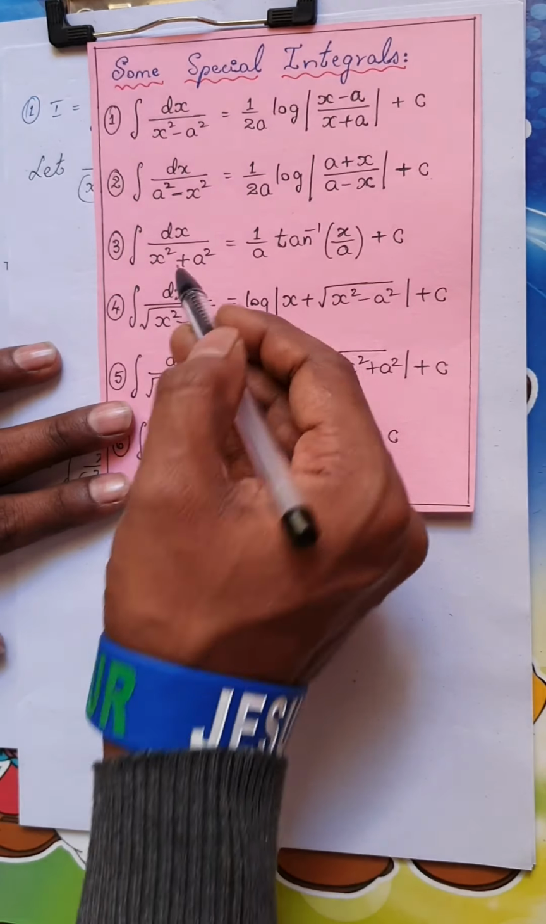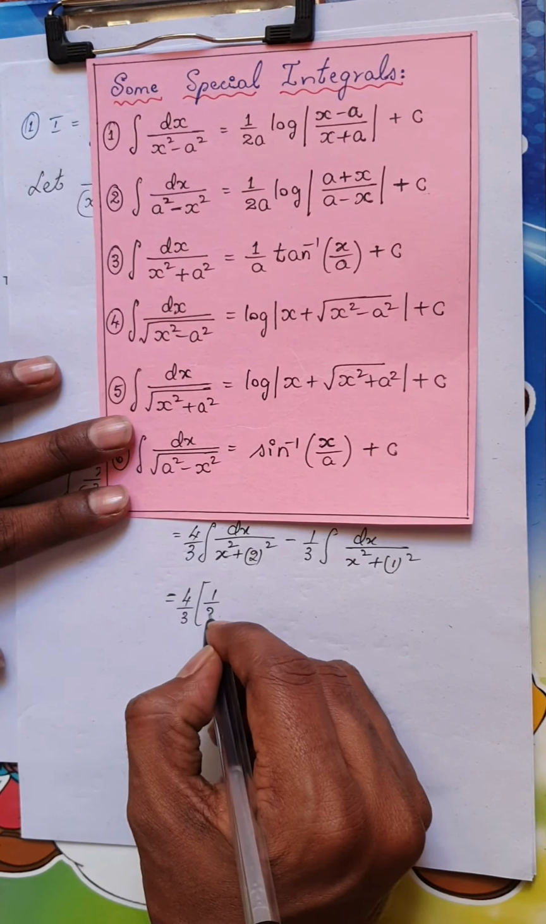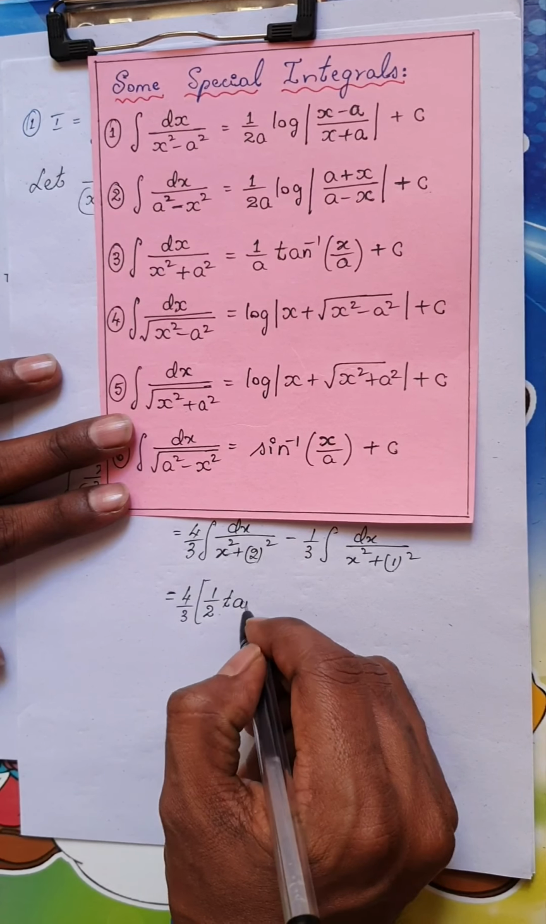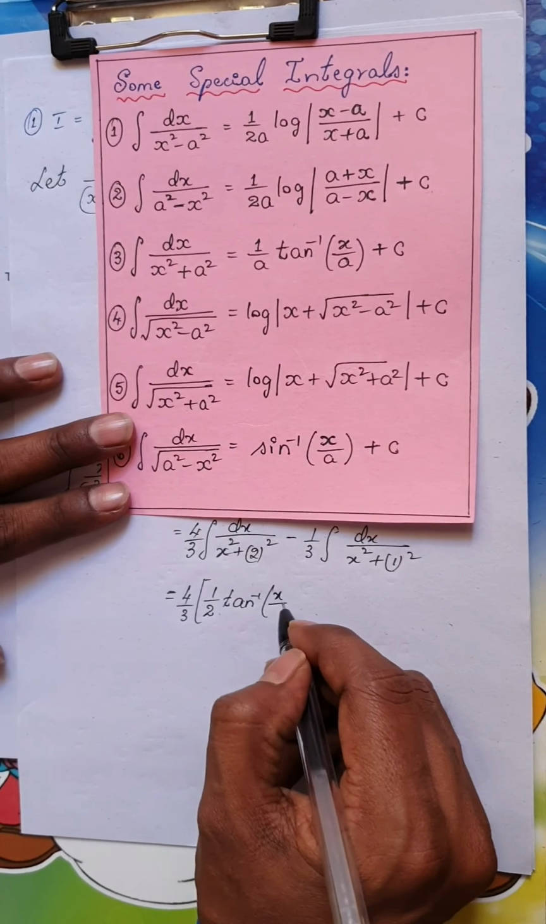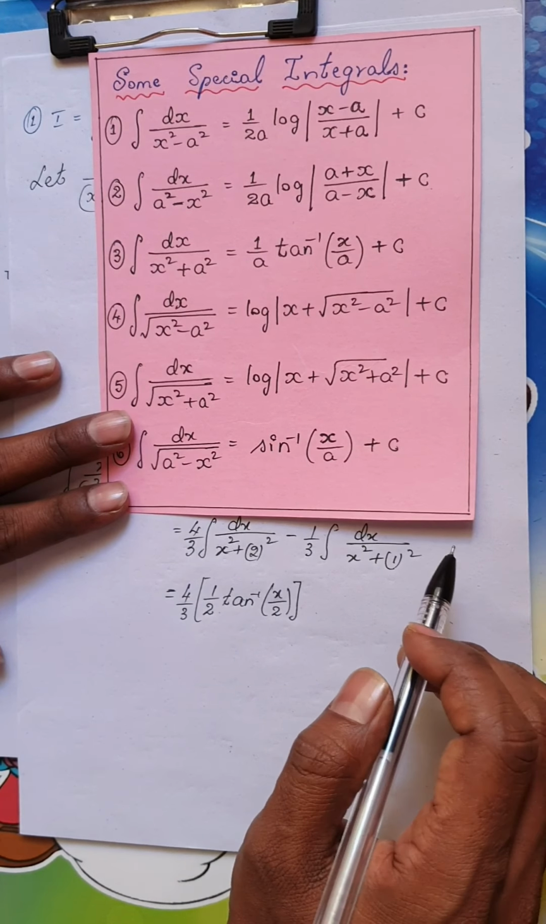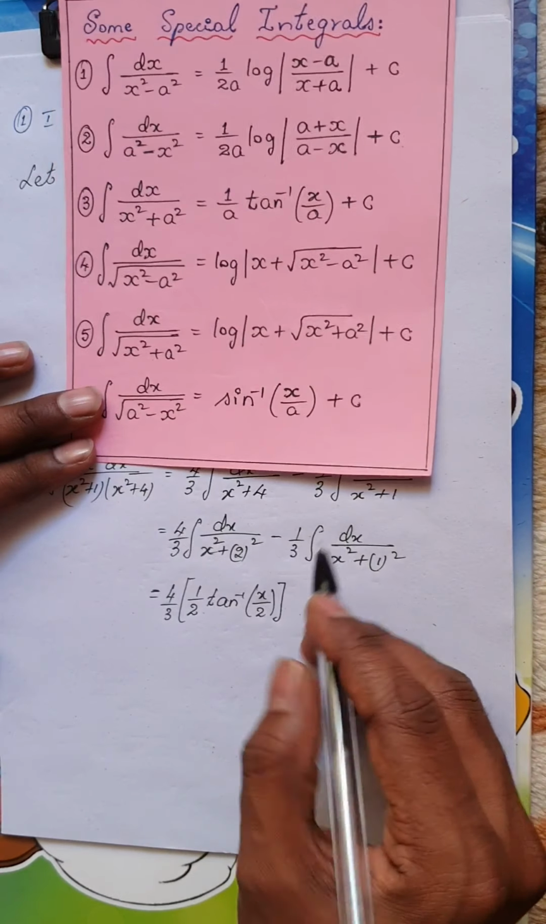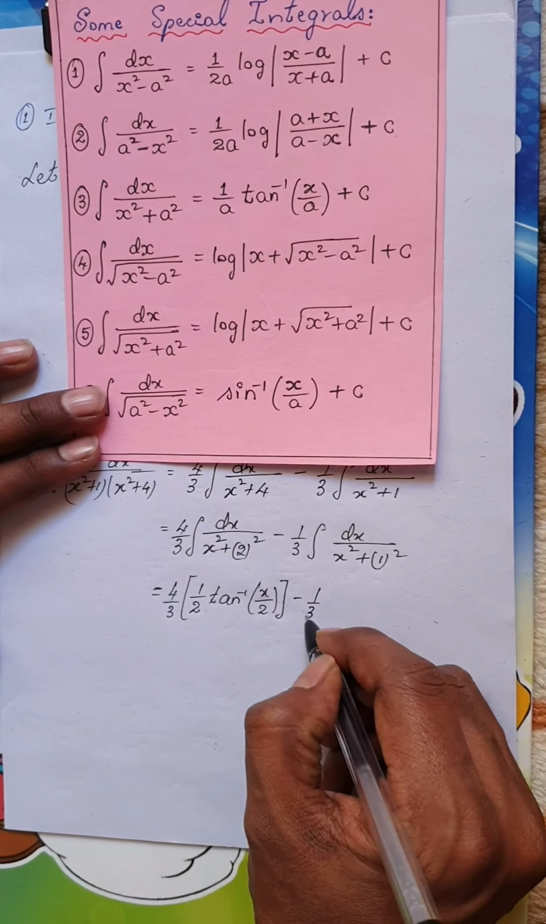Now, if you check this, in place of a I have 2. So, this is nothing but 1 by a, that means 1 by 2 into tan inverse x by a. So, that is x by 2. Now, let me write this plus c later, including both the integrals. Okay. Similarly, 1 by 3 is a constant.